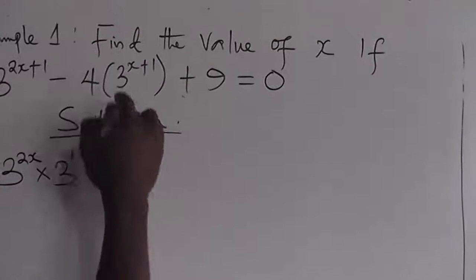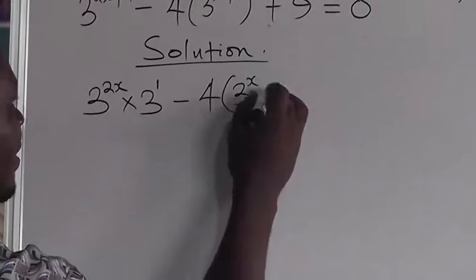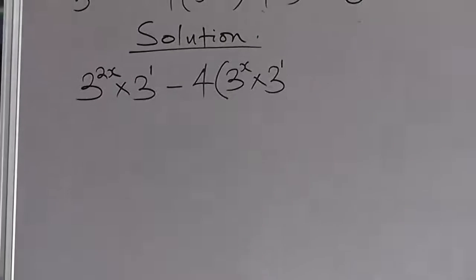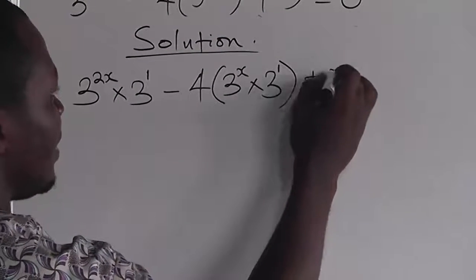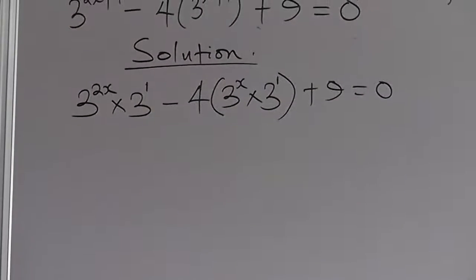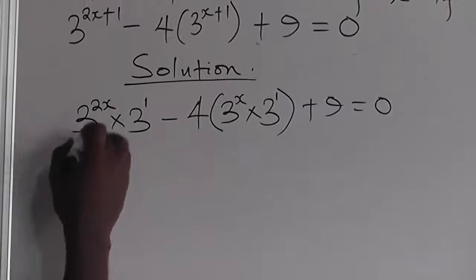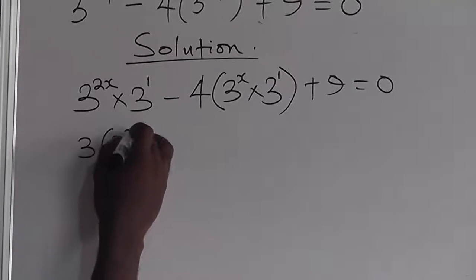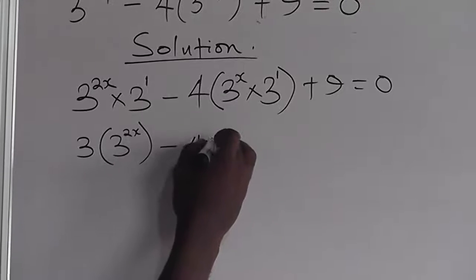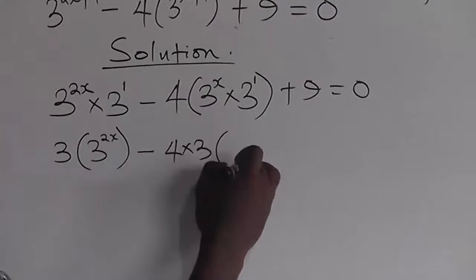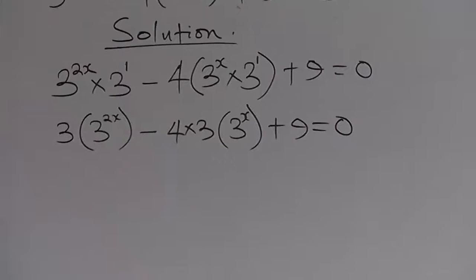Now, we also have the same issue here. 3 raised to power x, this is times 3 raised to power 1 also. Don't forget 3 raised to power 1 is still 3. So plus 9 is equal to 0. So if we multiply this 3, let's enclose this 3 inside the bracket, and then let's multiply this 3 by the 4 outside, 3 raised to power x plus 9 equals to 0.